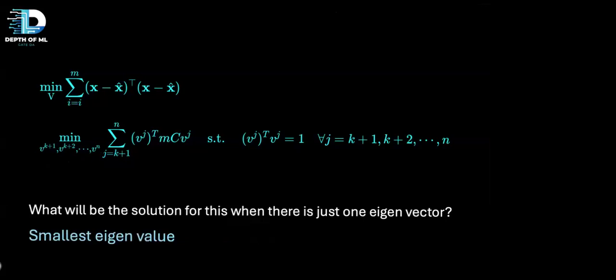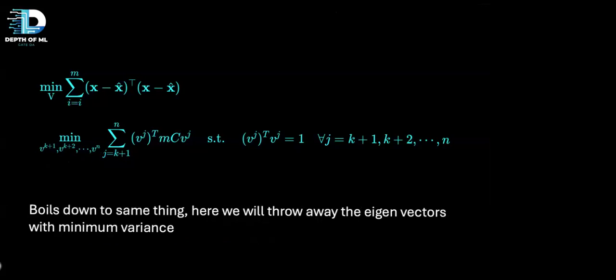So this basically boils down to the same thing, that we are throwing away the eigenvectors which have minimum variance. Fine. And the other case was we were keeping those eigenvectors which had the maximum variance or maximum eigenvalue. Fine. So these are just the two different forms of solving the same thing. Okay. So that is it.